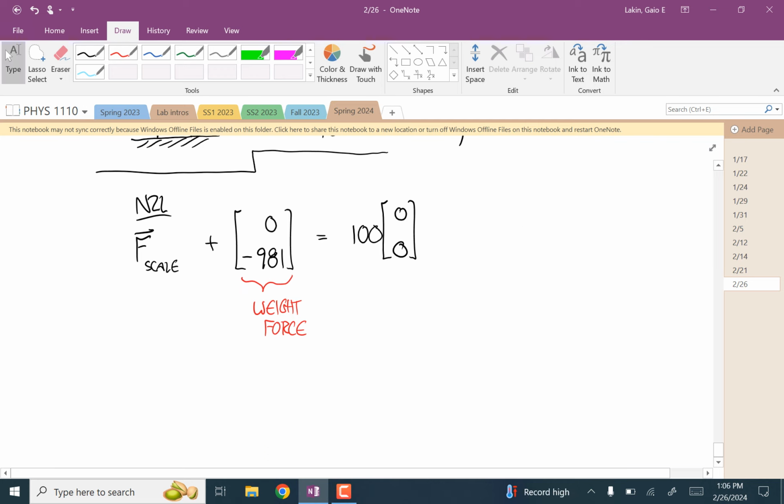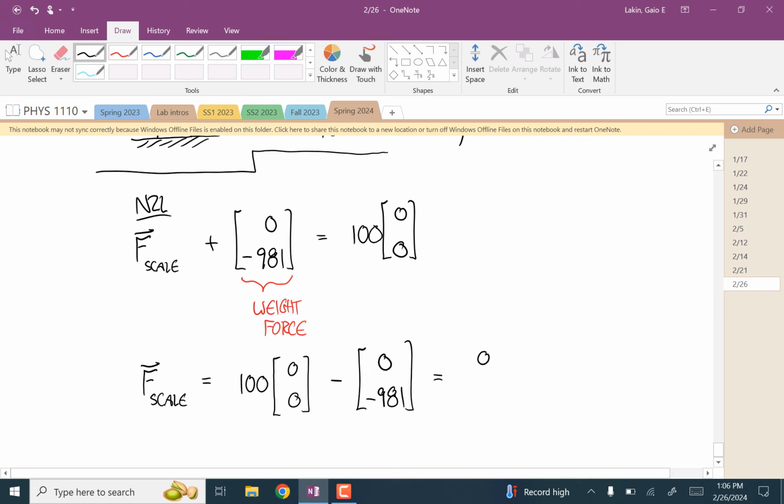And so now I can just solve this like an algebra equation. F scale is equal to 100 times 0, 0. And then I'll subtract this weight force from both sides. So, minus 0, negative 981. And so that is 0, 0 plus 0, positive 981. Or just 0, 981 newtons.